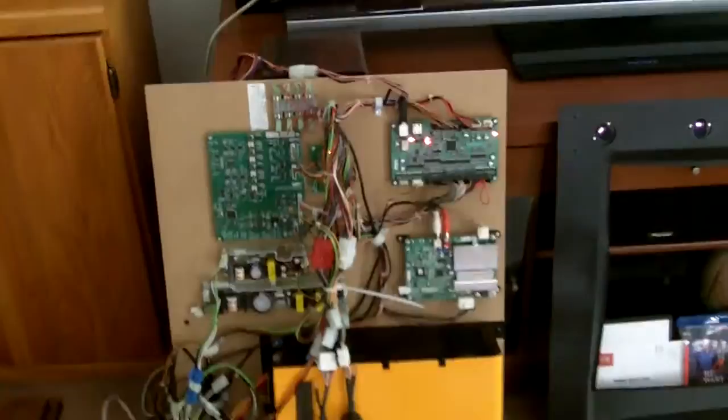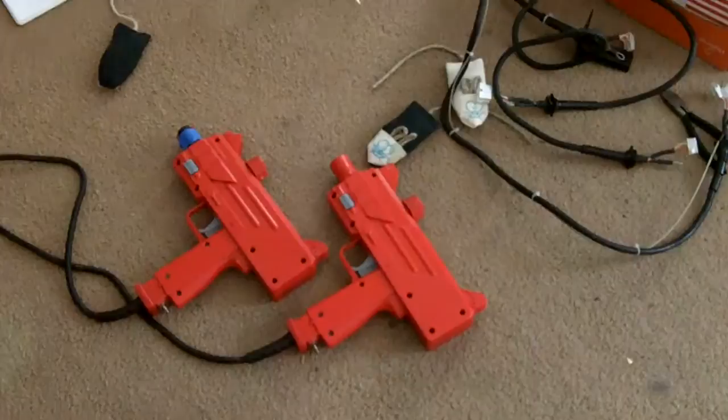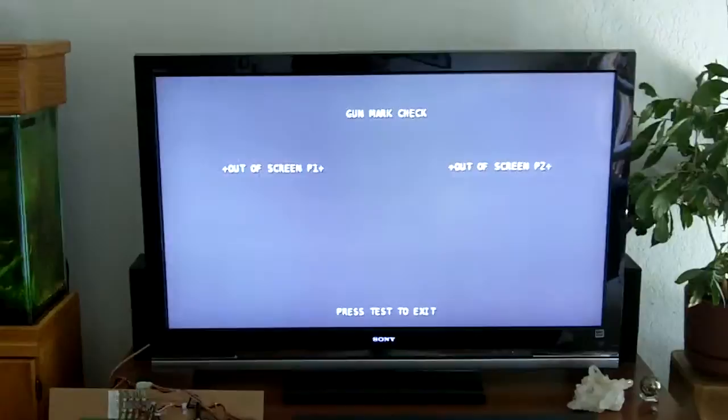But yeah, as a first test of the guns, I'm actually pretty happy. I thought they would be totally dead, but they do work. Excuse the cat toys all over the place. Yeah, so I guess that's it for this video. It shows that I've got semi-working guns anyway.